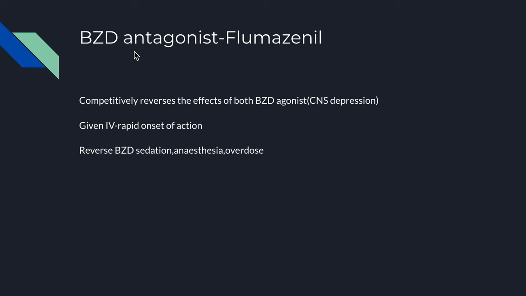As I told you, the benzodiazepine antagonist is Flumazenil. Flumazenil competitively reverses the effects of both benzodiazepine agonists, which cause CNS depression, and inverse agonists, which cause CNS excitation. It is given IV with rapid onset of action. They have a short half-life, which is why they're given IV, and they have a rapid onset of action. They reverse benzodiazepine sedation, anesthesia, and overdose.